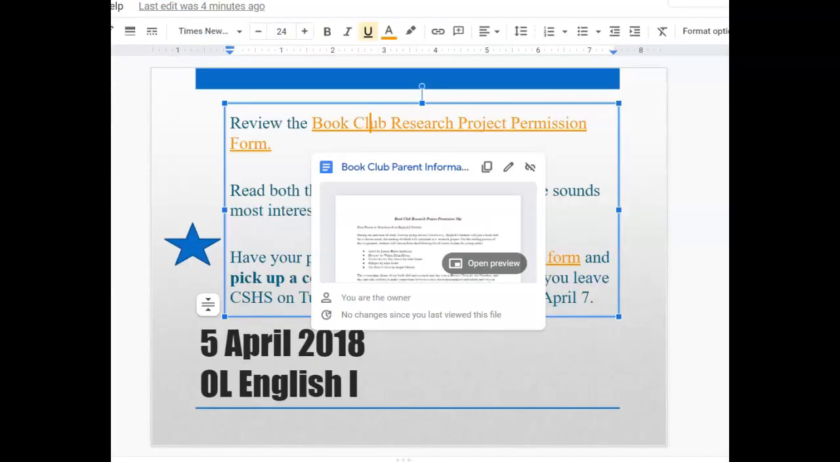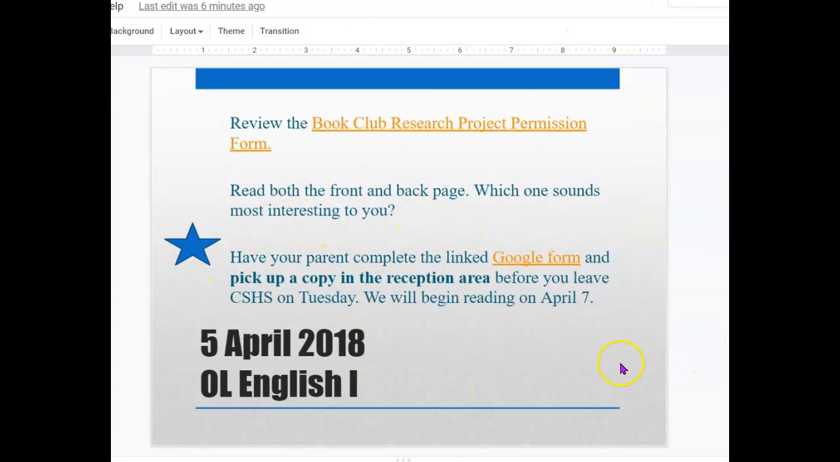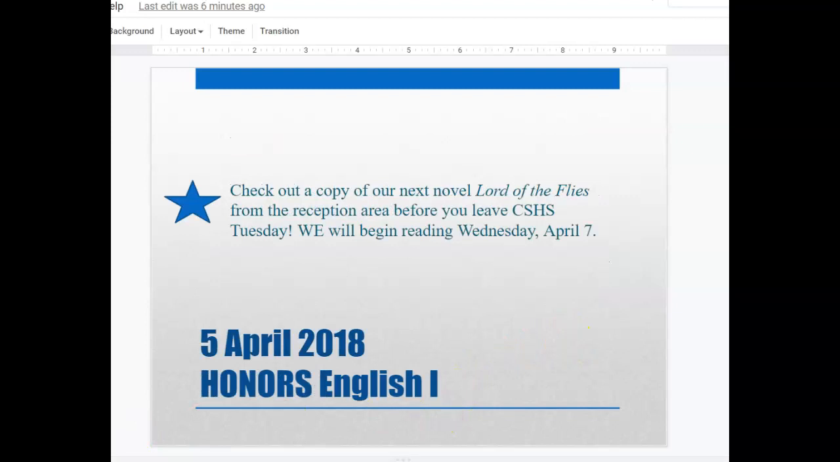So book clubs. All right, we're going to read a book. Read both the front and the back page, figure out which one sounds the most interesting, have your parents complete this Google form, and pick up a copy in the reception area. Okay, now moving on to Honors English 1. Our next book will be Lord of the Flies, and you can check out that book from me as well in the reception area tomorrow, Tuesday, April 6th, or Wednesday, April 7th. So you want to pick up a copy of that. You don't have to fill out a Google form in order to do that.